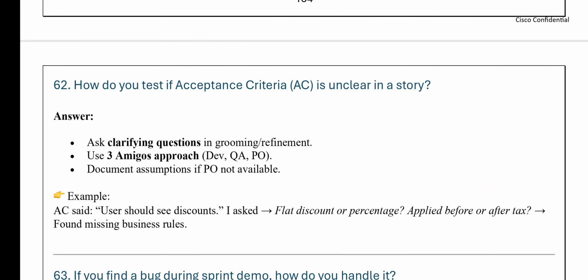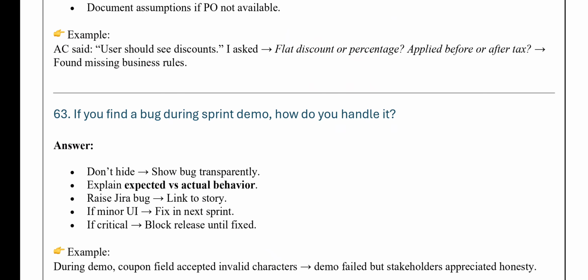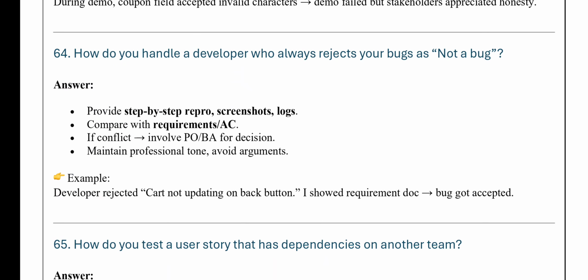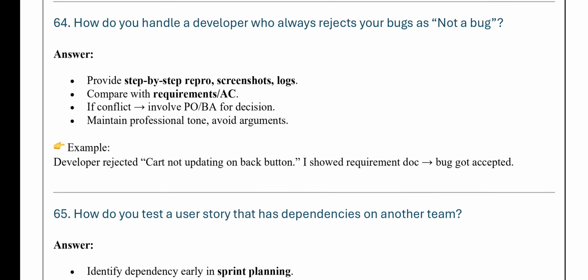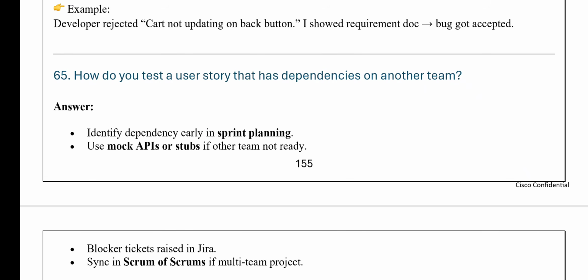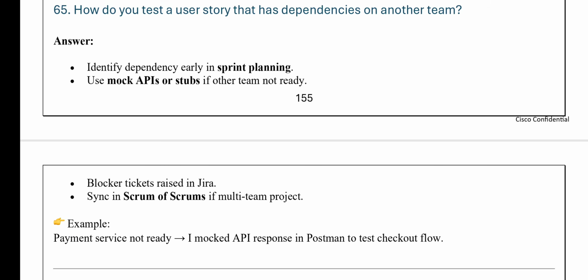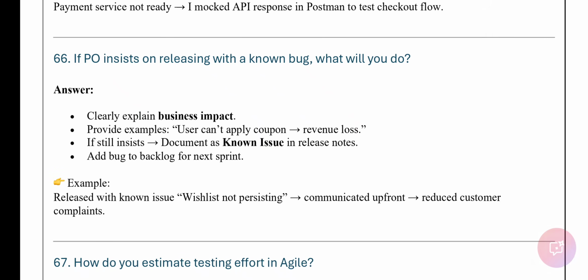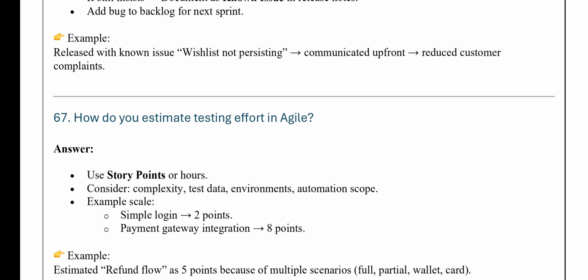How do you test if acceptance criteria is unclear in a story? If you found a bug during the sprint demo, how will you handle it? How do you handle a developer who always rejects your bug as not a bug? How do you test a user story that has dependencies on other teams? If product owner insists on releasing with a known bug, what will you do?